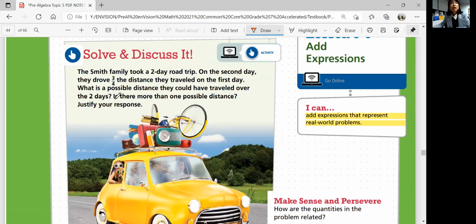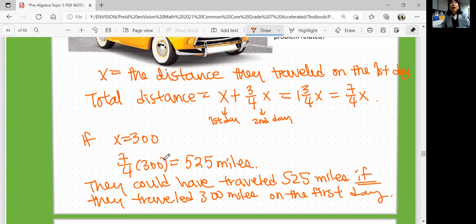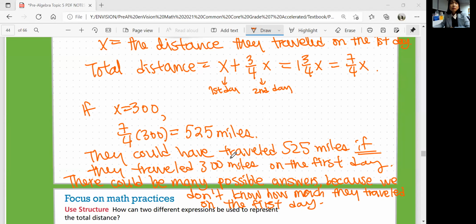The last question. Is there more than one possible distance? Yes, because we don't know how many miles they traveled on the first day. It could be 300, it could be 325, it could be 200, it could be 400. You don't know. So it depends on the first day, and you don't know that. So there could be many possible ways. Okay, so let's write that down. Okay, we just don't know.